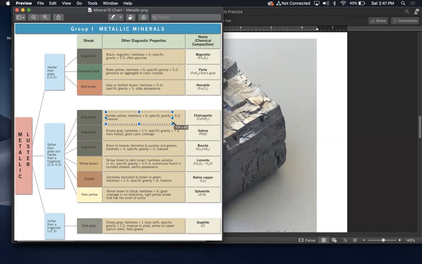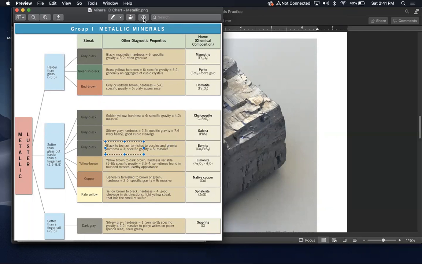Golden yellow, hardness of 4, specific red. I don't see that as being yellow, so no. Silvery gray, now that is something that I could definitely get into. And if you read more, it says good cubic cleavage, and that's exactly what we're looking at. So you're actually seeing a sample of galena. Looking on down, black to bronze, definitely not. It says tarnishes to purples and greens. We're not seeing any of that.